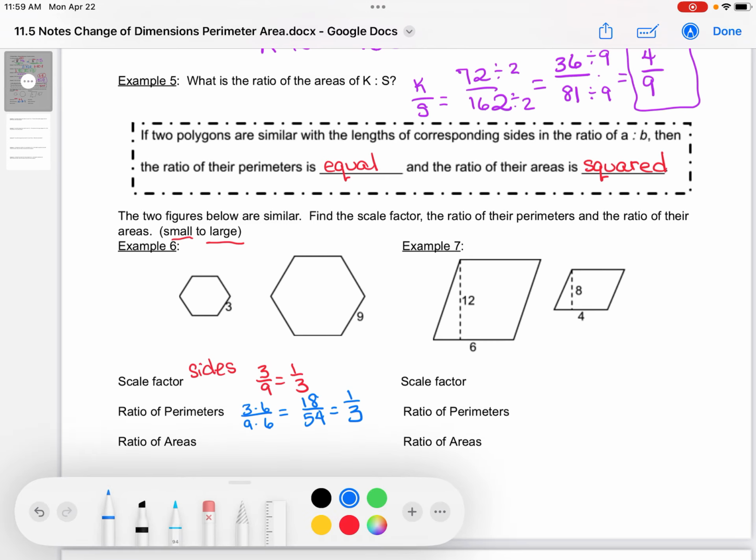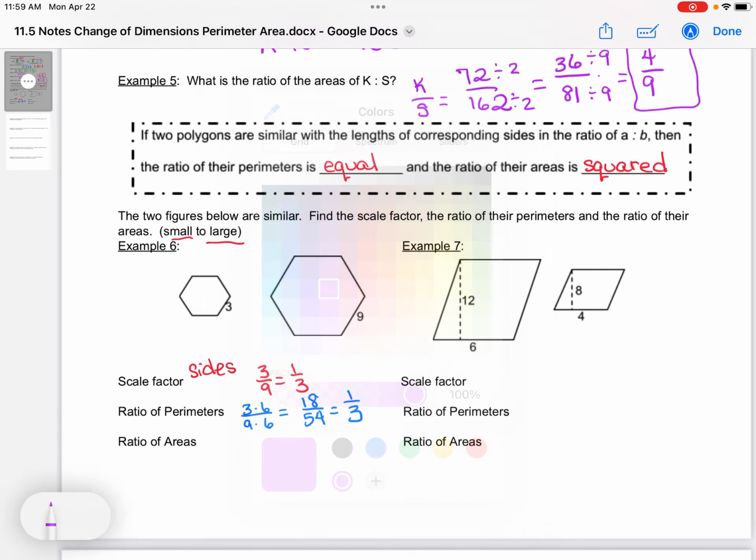And we would expect the ratio of our areas to be what? I'm not going to find the area of those hexagons. I can find the area of these in example 7, but example 6, I'm not going to find the area, although I could if I wanted to. Do I want to? I don't know. Okay, let's do the other one, see if I need to go back.